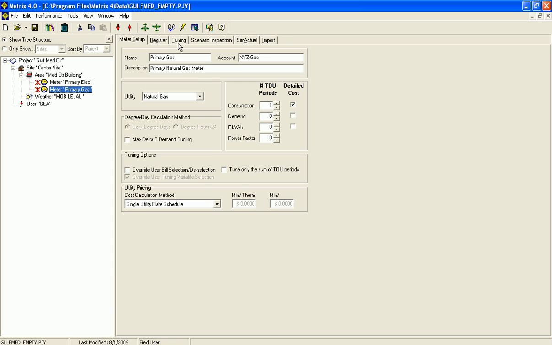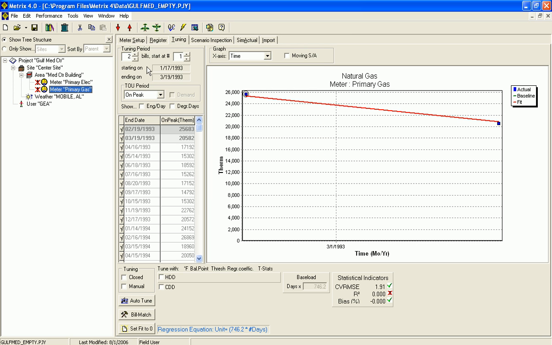Next, I'm going to select the Tuning tab. Before we tune our meter, we need to select the number of bills which we would like to include in our tuning period. Generally, you would like a year's worth of bills in your tuning period, so I'm going to enter in 12.